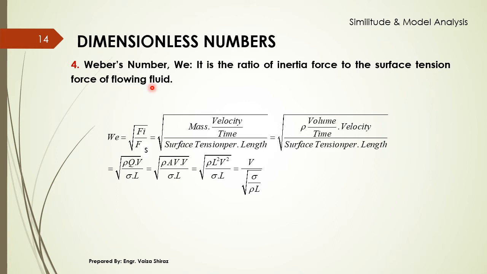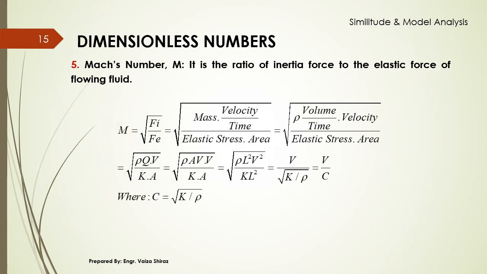Next we have Weber's number. It is the ratio of the inertial force to the surface tension force of the flowing fluid, and the equation is V over square root of sigma over rho L. And the last one is Mach's number. It is the ratio of the inertial force to the elastic force of the flowing fluid, and the relation is V over C, where C is the speed of sound, with the value square root of K over rho.